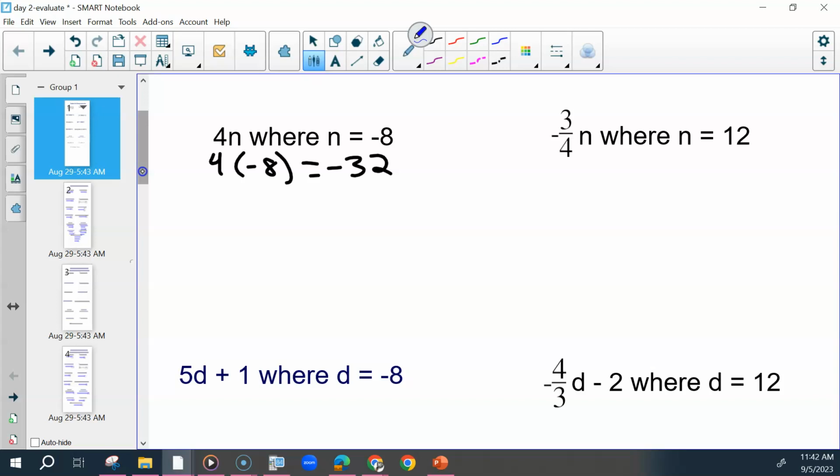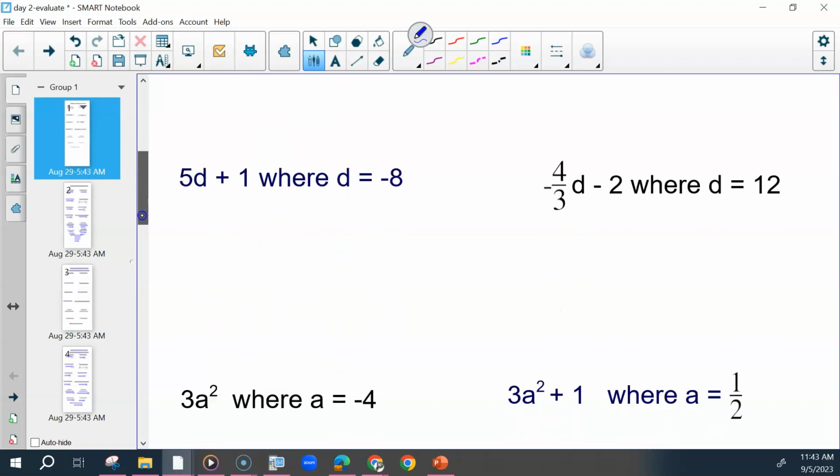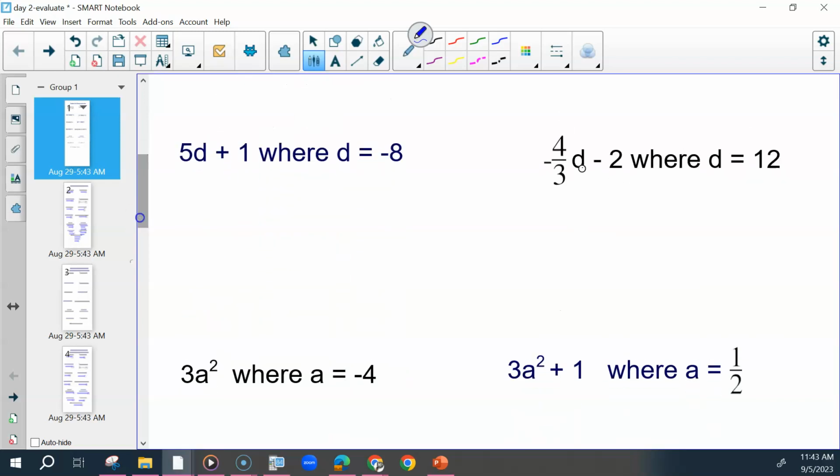So for these, I want you to show me that you put the number in where it goes, using parentheses, always use parentheses. And then that your math is right at each step, or that you're showing the math at each step. So for example, let's try this one. I would put 12 in for d. Right now, you could multiply -4/3 and 12 in your calculator. In Desmos, you could do it by hand. That part doesn't matter. You just need to show me what you've got afterwards.